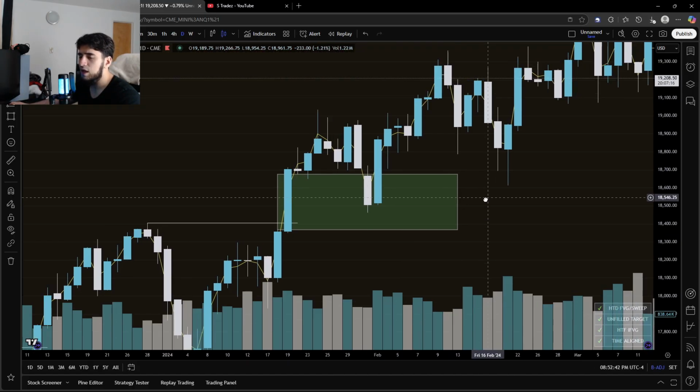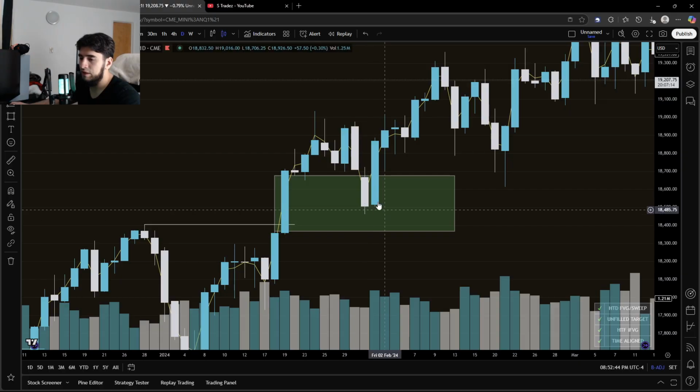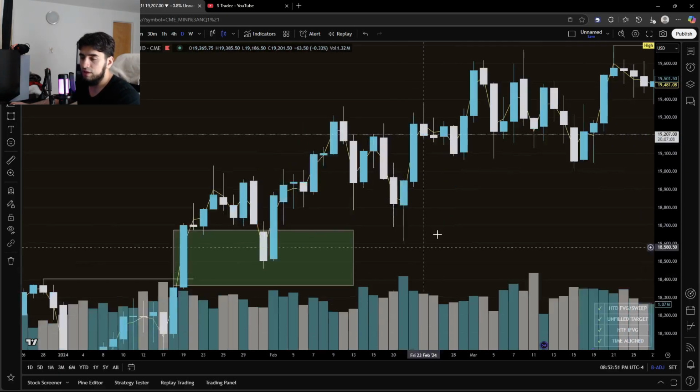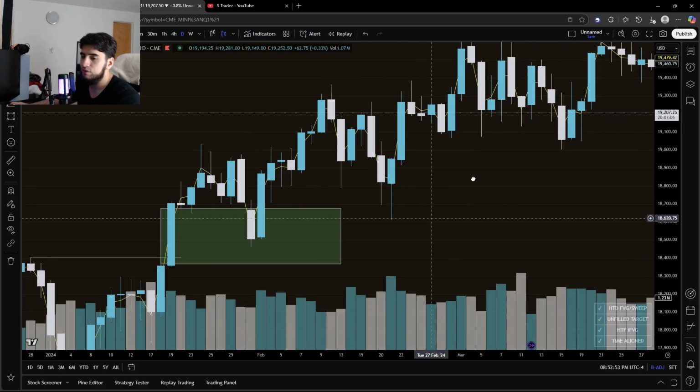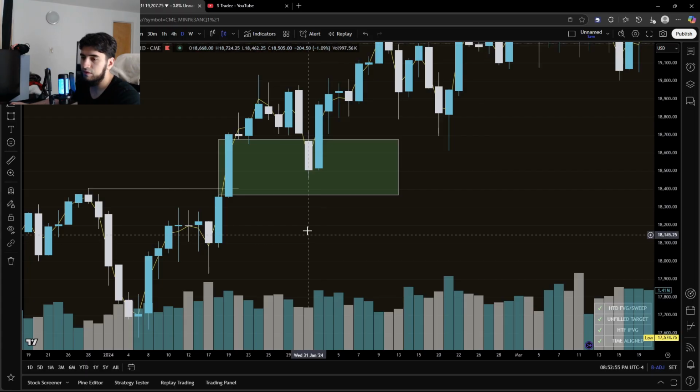So what happens then? Price ends up coming in, tapping this fair value gap. It pretty much fills some of the orders that were unfilled, and then price ends up going higher, right? So this is counted as a valid fair value gap and is respected.